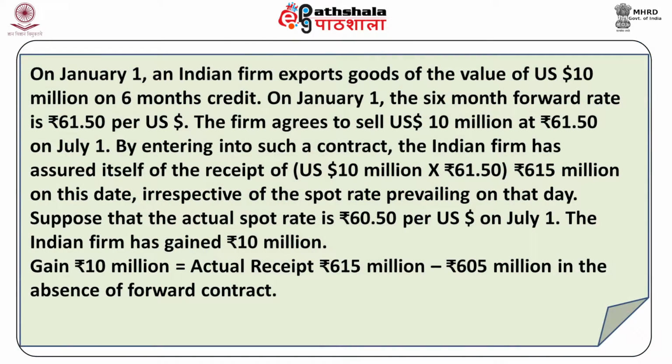Suppose the Indian firm sells goods of a value of $12 million on 6 months credit. To eliminate the uncertainty of the US dollar rupee exchange rate, the Indian firm may enter into a contract of selling $12 million 6 months from now. For example, on January 1, an Indian firm exports goods of the value of $10 million on 6 months credit.